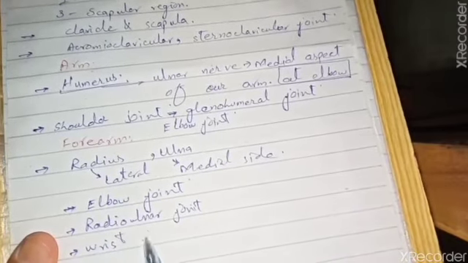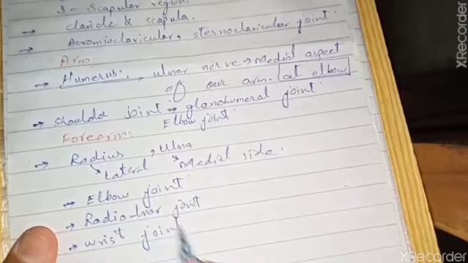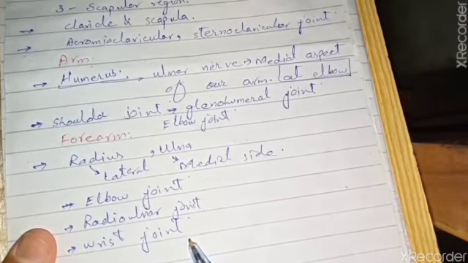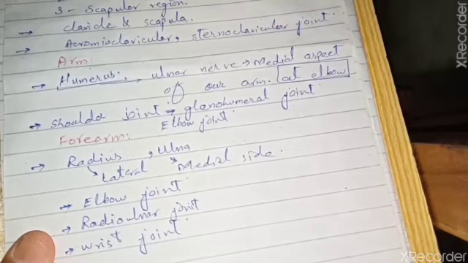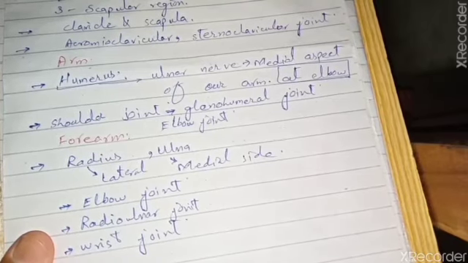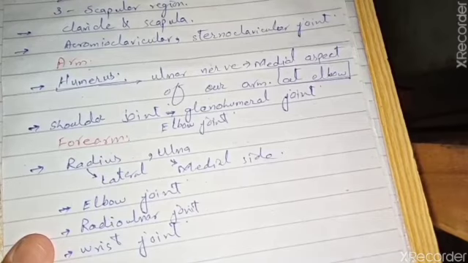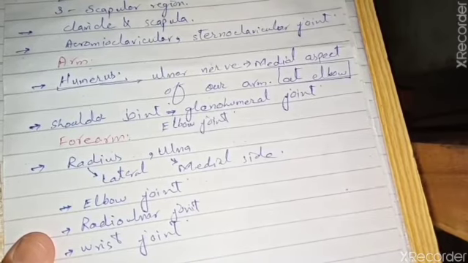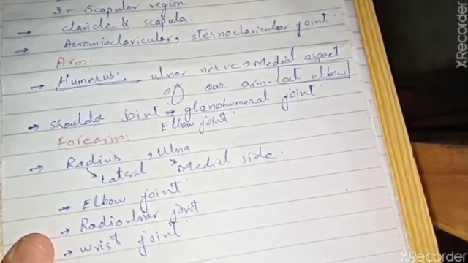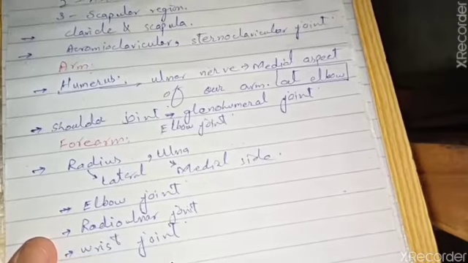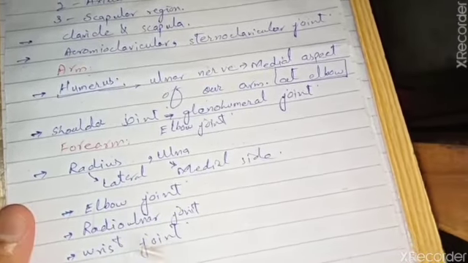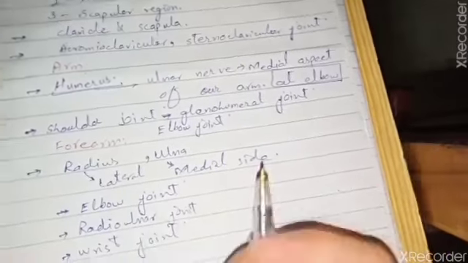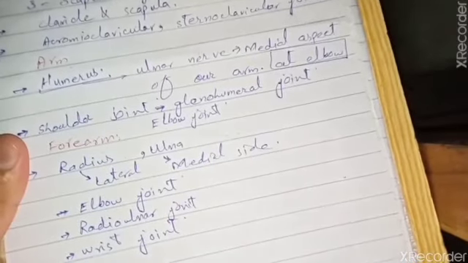The wrist joint is formed between the carpals, the 8 bones which are present in our wrist. I think this joint is formed between these carpals and the radius and ulna. After the wrist joint, we have the hand, which is the last portion of the upper limb.